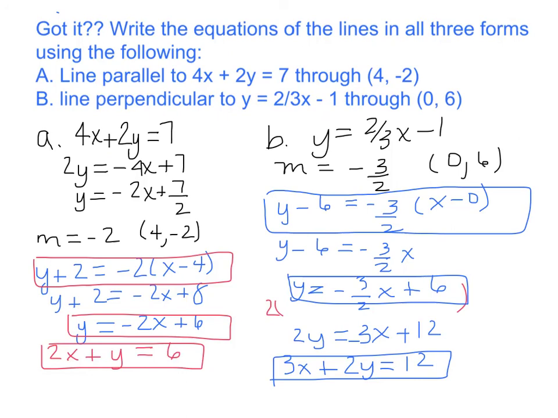And then for part B, this one was already ready, but we wanted perpendicular. So if you notice, their slope was 2/3. We needed negative 3/2. So I put it in point slope using the point. Then I went to slope-intercept. And then for standard form, you notice the denominator was 2, so I multiplied everything by 2. The y, the negative 3/2, and the 6. And I got 2y equals negative 3x plus 12. And I moved everything over, and that's how I got my standard form.